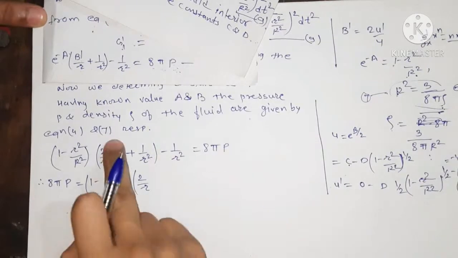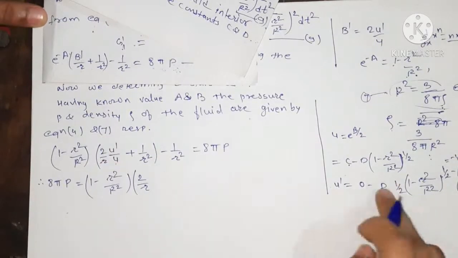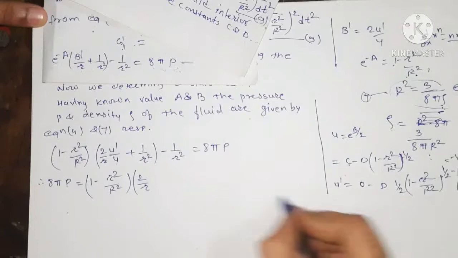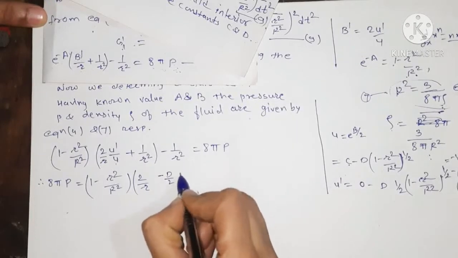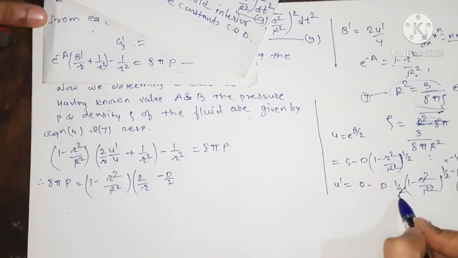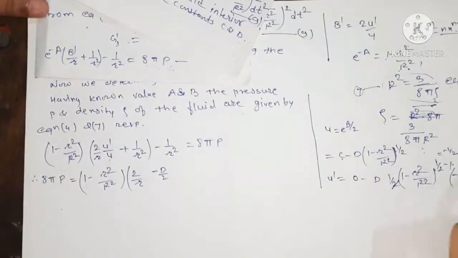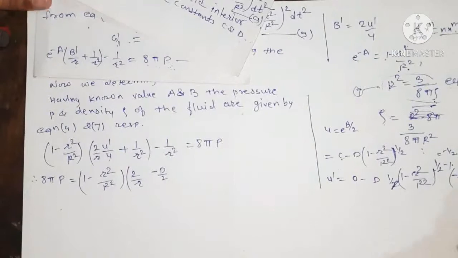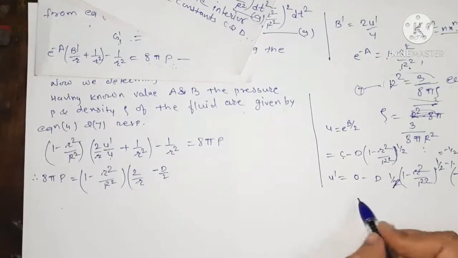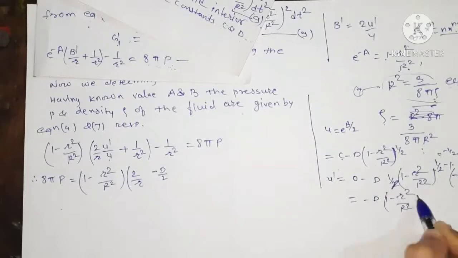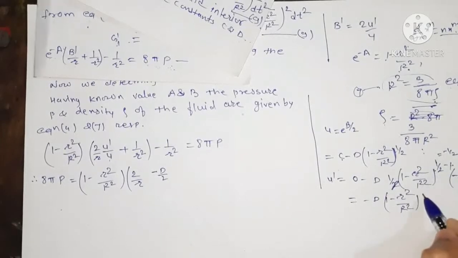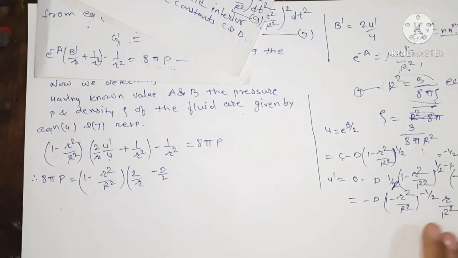Okay, so we write u dash as minus D upon 2, where this 2 gets cancelled with this 2. Therefore, we have u dash equal to minus D times 1 minus r square upon capital R square, whole to the power of minus half, times r upon capital R square.